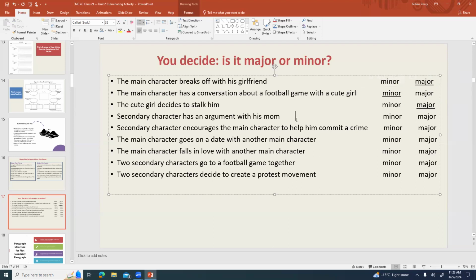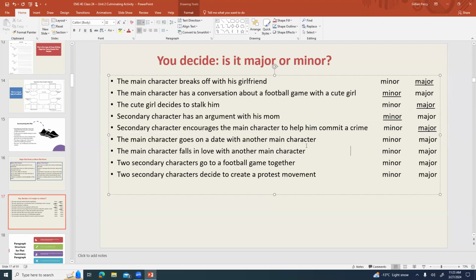A secondary character has an argument with his mom. This one kind of depends. Unless the argument affects the plot, it's probably minor because it's a minor character. It might not be. If they spend an entire chapter talking about it, then it's probably more important, but you're going to have to do your best guess. But I'm going to say probably minor. A secondary character encourages a main character to help commit a crime. That is almost certainly going to be major.